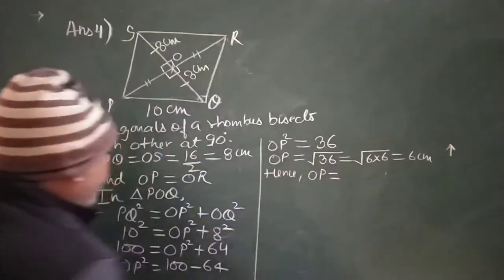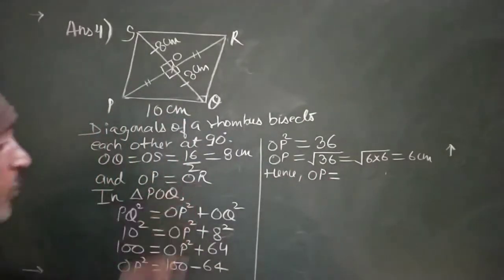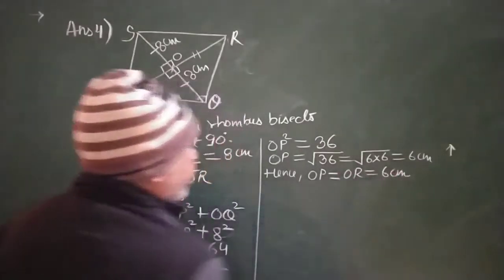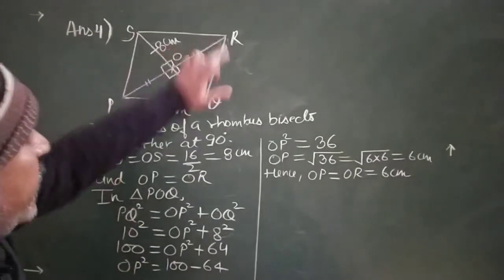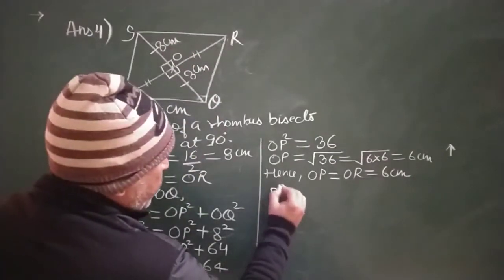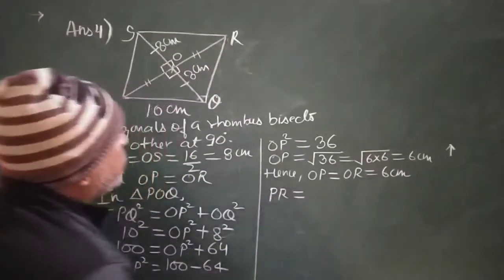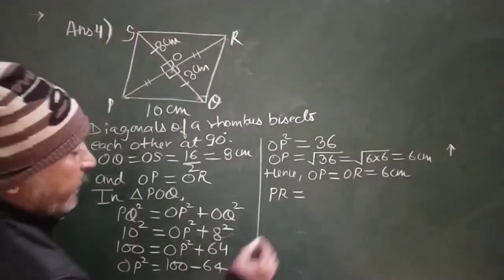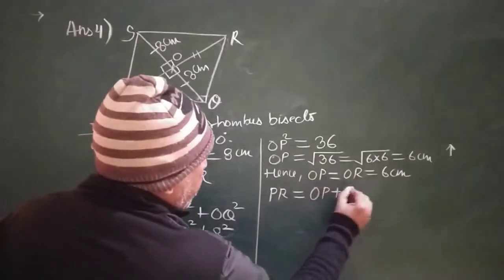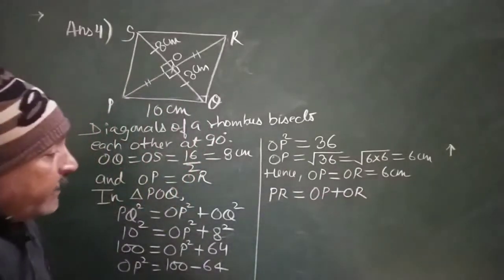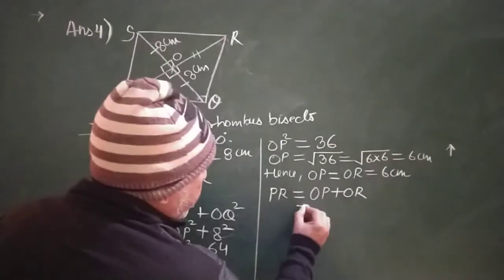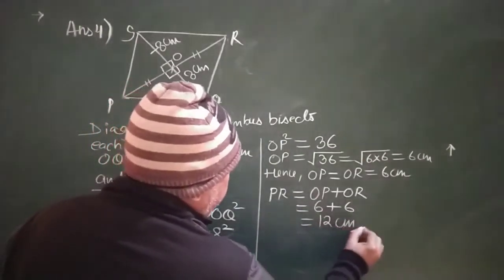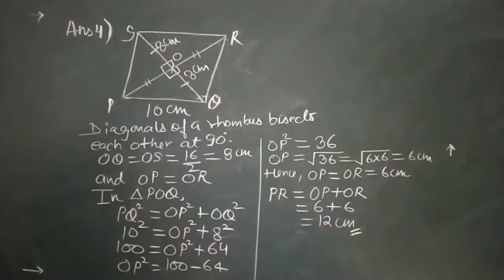OP, I had already shown, OP is equal to OR. So they both will be equal to 6 centimeters. Now we have to find the length of PR. PR is formed of two parts, OP and OR. If I do the sum of OP and OR, then I will get the value of PR. So I can substitute the values: 6 plus 6, its answer will be 12 centimeters. Okay, note it.